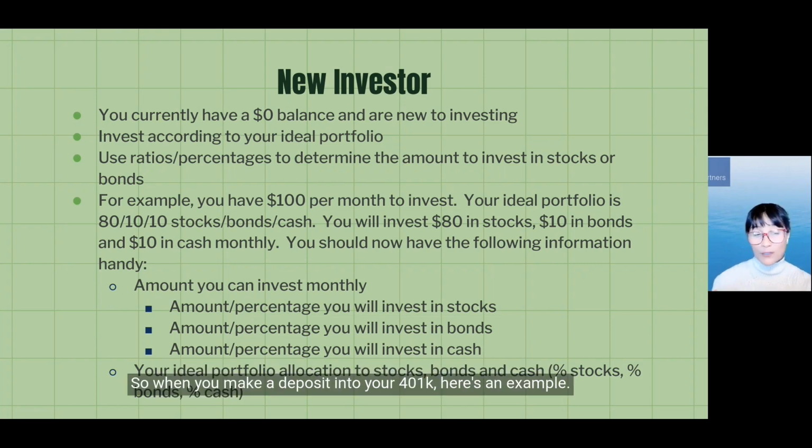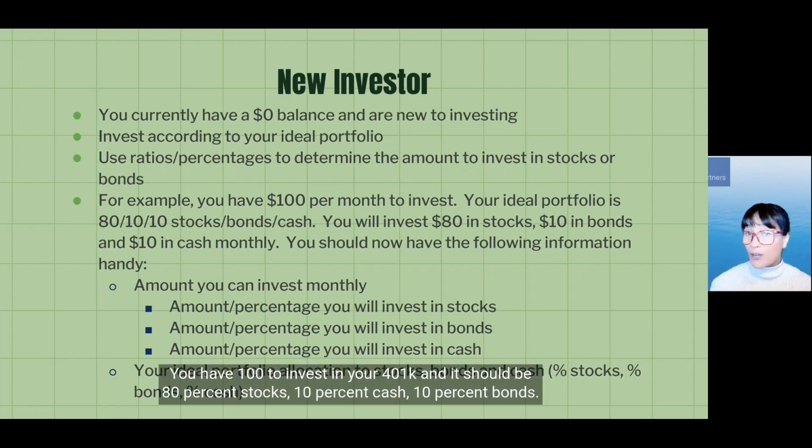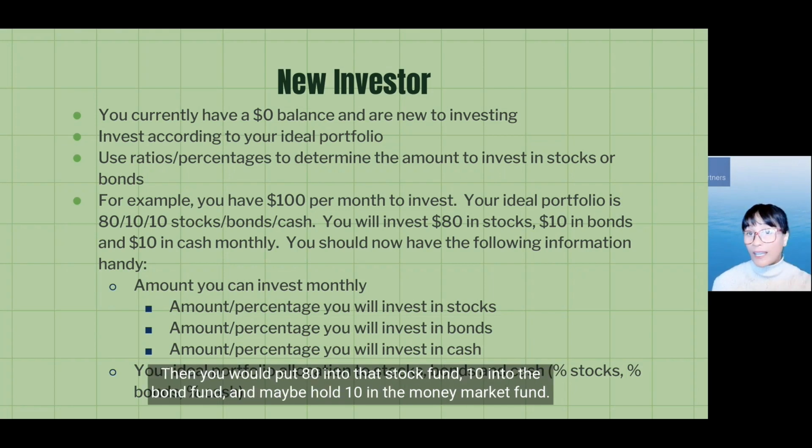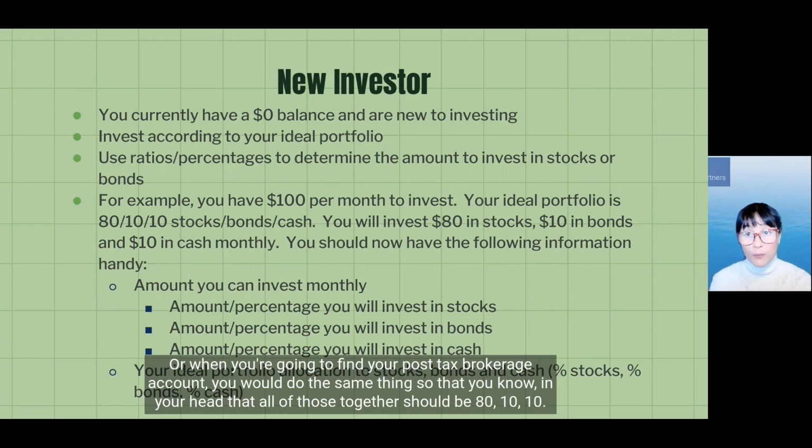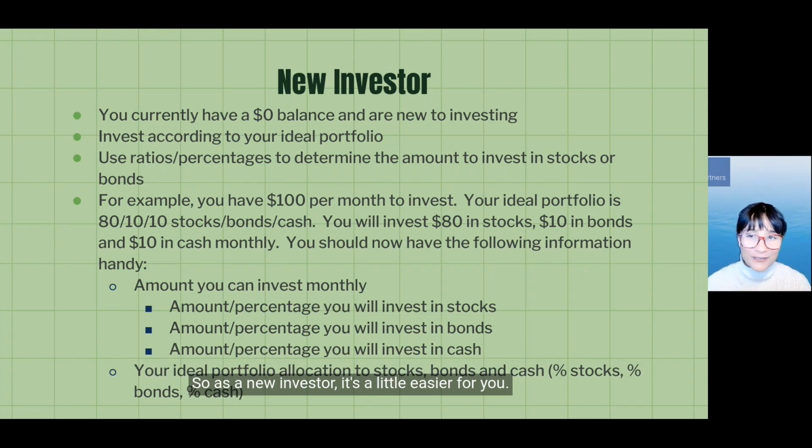So when you make a deposit into your 401k, here's an example. You have $100 to invest in your 401k, and it should be 80% stocks, 10% cash, 10% bonds. Then you would put 80 into that stock fund, 10 into the bond fund, and maybe hold 10 in the money market fund. And then when you go to fund your IRA, you do the same thing. Or when you're going to fund your post-tax brokerage account, you would do the same thing. So that you know in your head that all of those together should be 80, 10, 10. So as a new investor, it's a little easier for you.